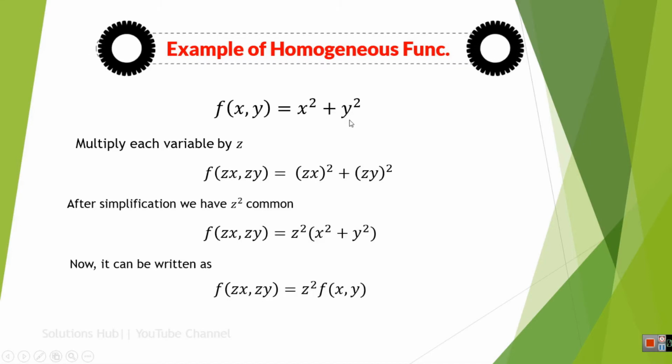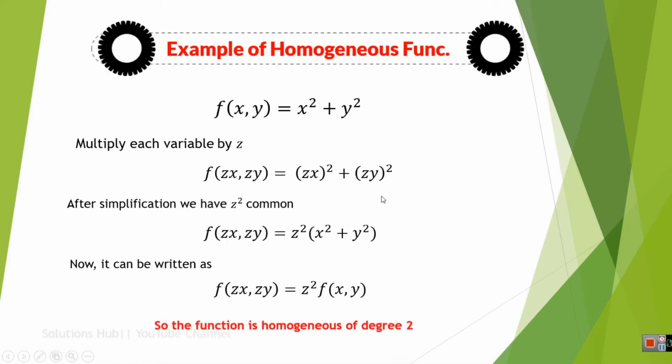So we have a homogeneous function, that is f of xy equal to x square plus y square, is a homogeneous function of degree 2, as the exponent of z determines the degree. The exponent of z is 2 here, so we have a function of degree 2. So x square plus y square is a homogeneous function of degree 2.